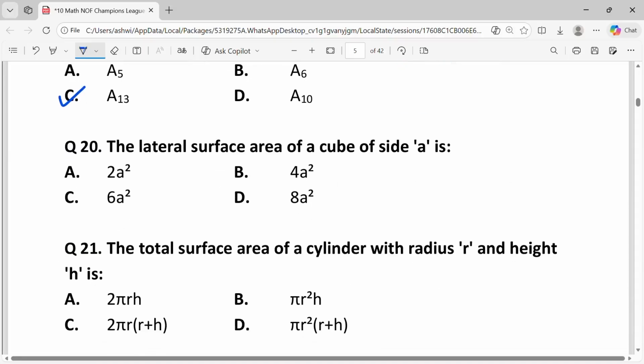Question 20. The lateral surface area of a cube of side A is. A cube has 6 faces, all of which are squares with the side length A. The area of one face is A square. The lateral surface area refers to the area of the 4 vertical sides excluding the top and bottom faces. That is A square into 4, that is 4A square. That is option B.